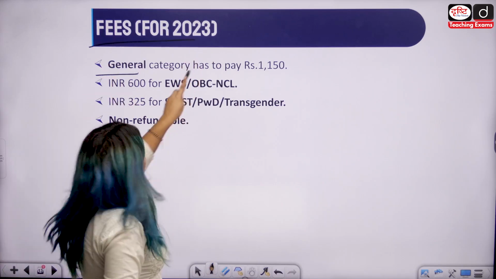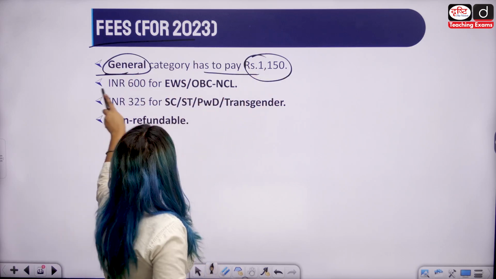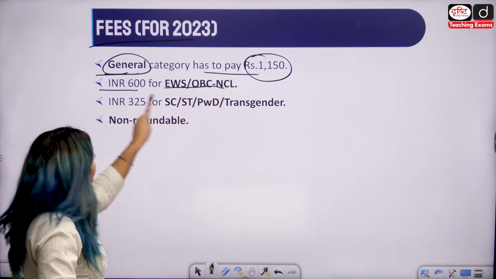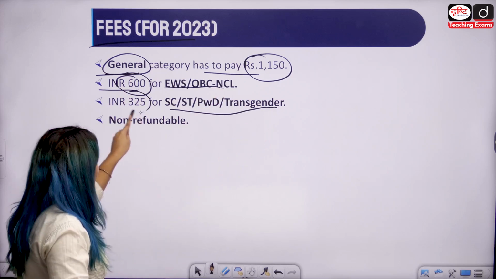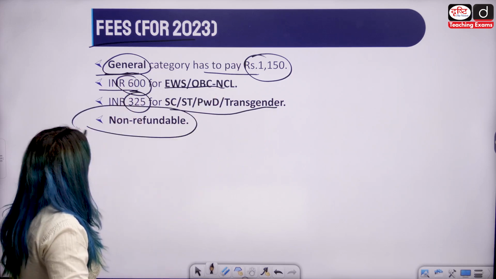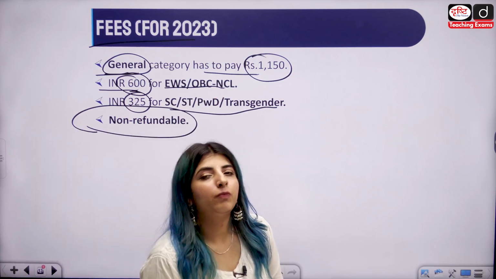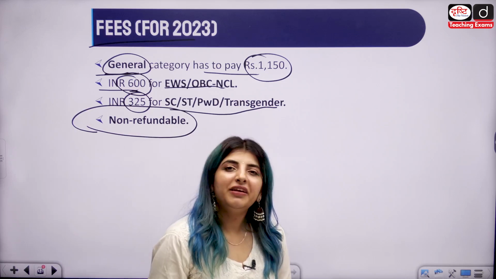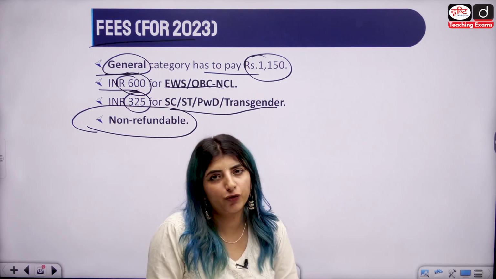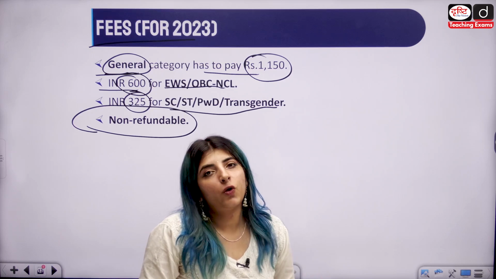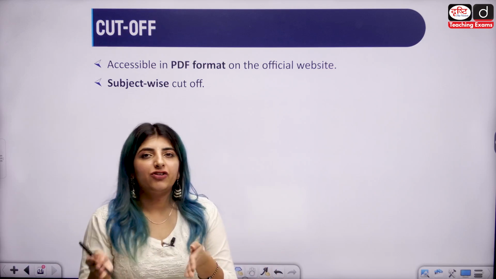Fees for 2023, for general category, they have to pay 1150, right? For EWS, OBC, 600. For SC, ST, PWD and transgender, the fee is 325. And the one thing that's important for each and every category is that whatever fee you pay for the application process, it's non-refundable, which means that you're not going to get that fee back, even if you think that you're not going to appear for the examination, for whatever reason. The fee is non-refundable. And it keeps on changing and varying according to each and every year, correct?